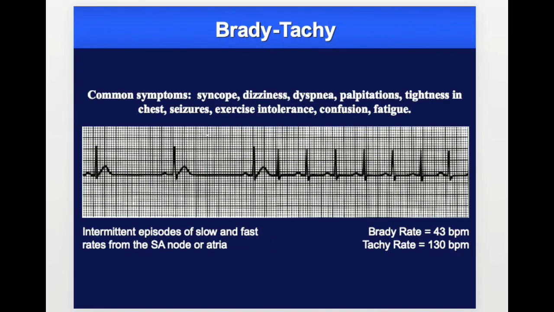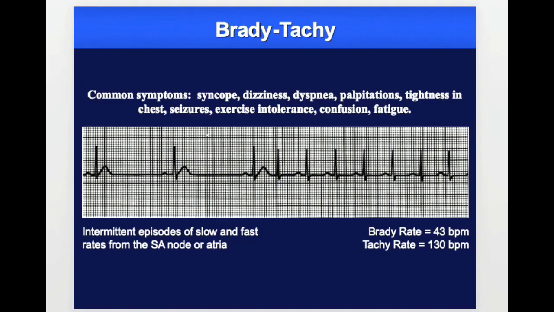Tachy-brady syndrome is also an important indication for pacemaker implantation. Here, the patient will have intermittent episodes of slow rate, that is less than 60 beats per minute, and suddenly the rate becomes accelerated to more than 100 beats per minute from the SA node or atria during a period of low or moderate exertion. The common symptoms include syncope, dizziness, dyspnea, palpitation, tightness in the chest, seizures, exercise intolerance, confusion, and fatigue.